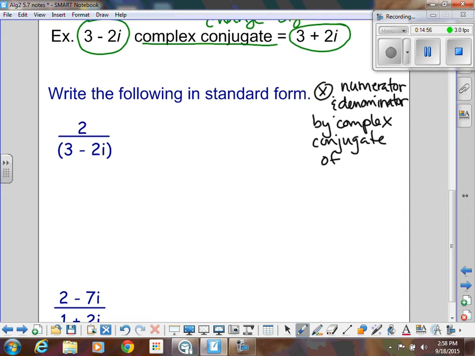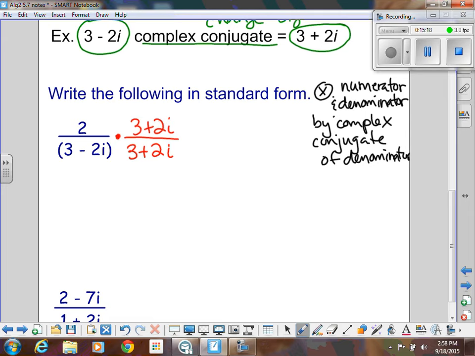And that's of the denominator. So in my denominator is 3 minus 2i. So I'm going to multiply the top and bottom by its complex conjugate. So we already know the complex conjugate of 3 minus 2i is going to be 3 plus 2i.